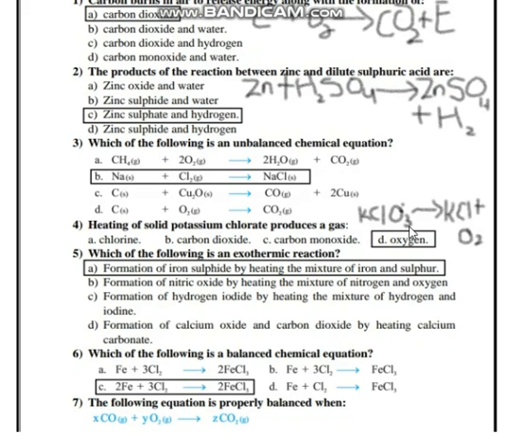Potassium chlorate KClO3, when it reacts in the presence of heat, will form potassium chloride KCl along with oxygen. So D option is the right option, oxygen.